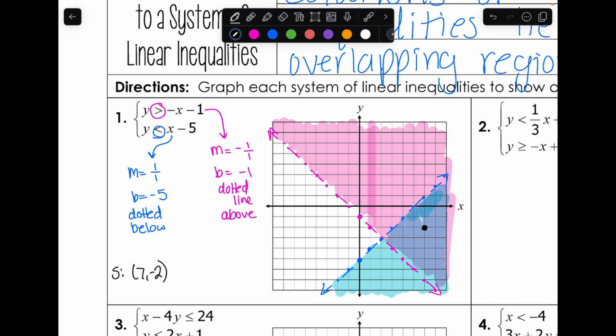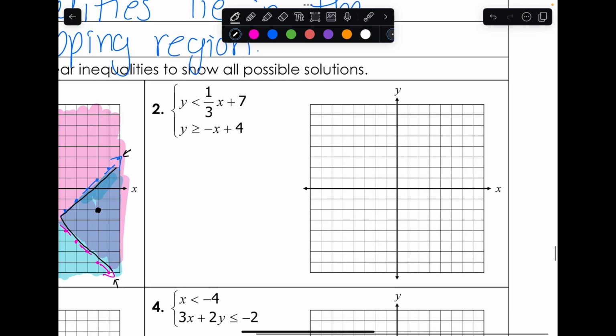Now, we also want to pay attention to the lines and see if we can pull a solution from the line. Anything that is a solution from the lines has to be touching or bordering this overlapping region. But what we have to be careful about is what kind of line we are using. Here we have a dotted line. Here we also have a dotted line, which means we are not allowed to pull any solutions from these dotted lines. Next, we're going to look at number 2.